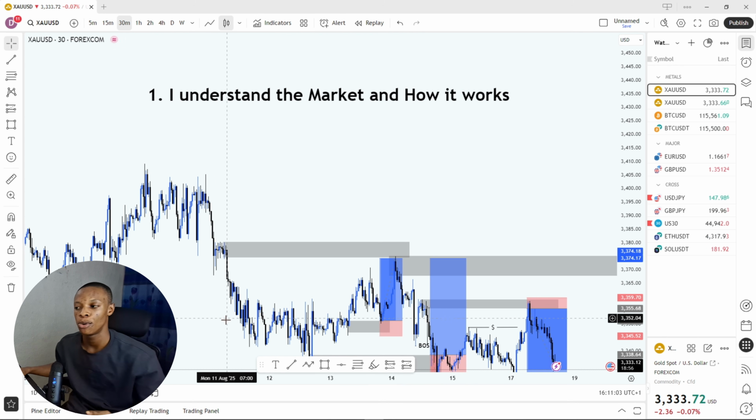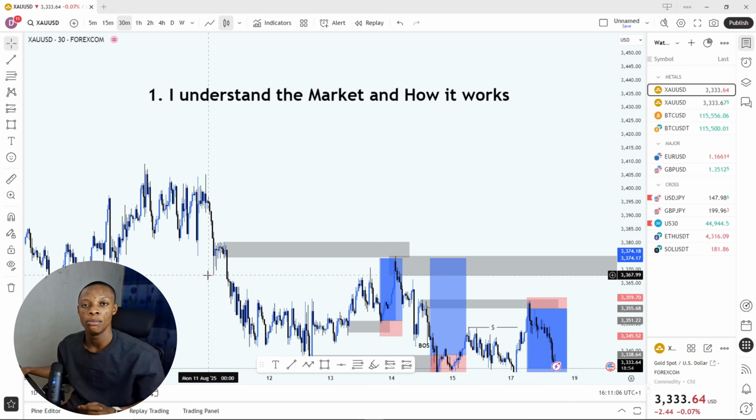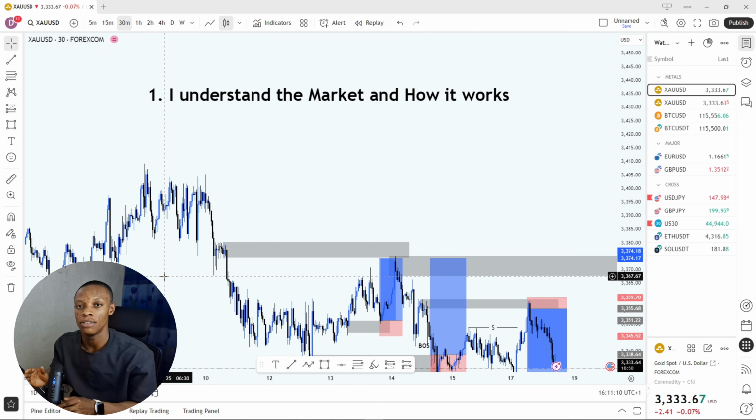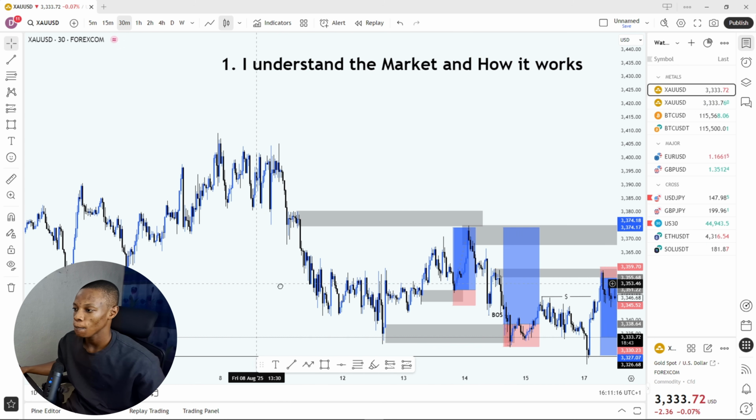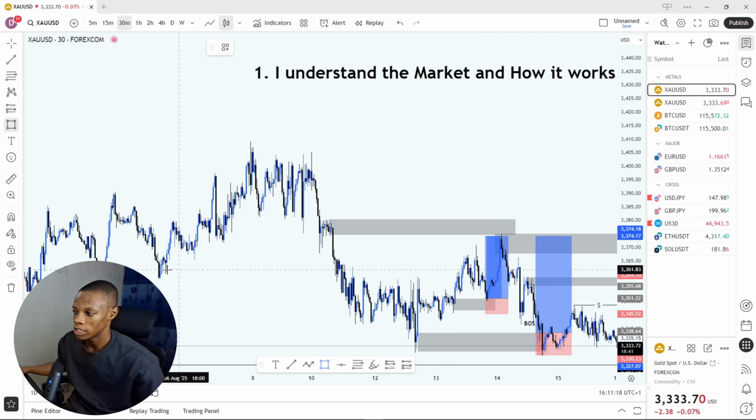Then the third important point is price always moves based on the order flow. Meaning price always moves based on those in charge of that very market. If buyers are in charge of the market, the market will respect more of demand. Meaning if buyers are in charge, there's going to be a demand, and that demand is where the price will likely come back to and buy.